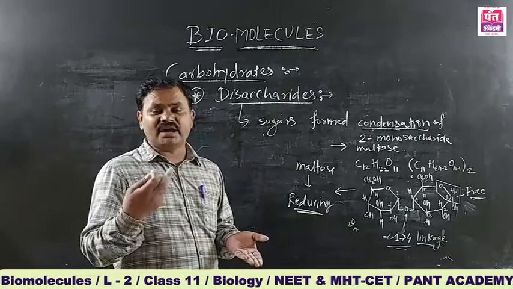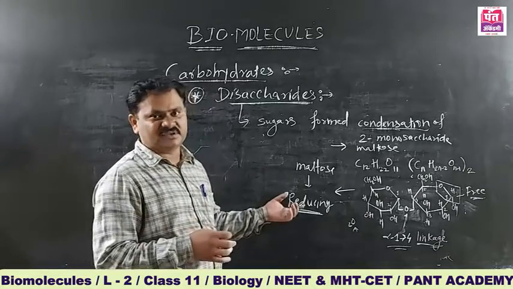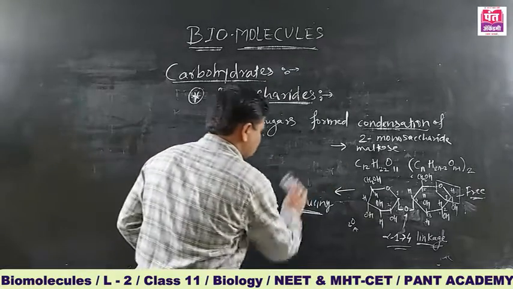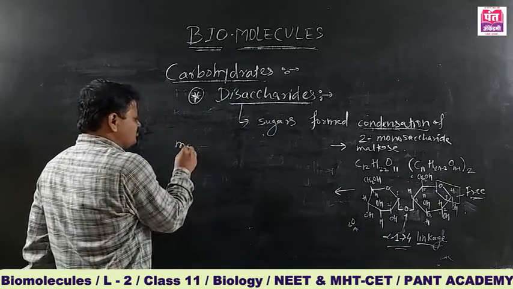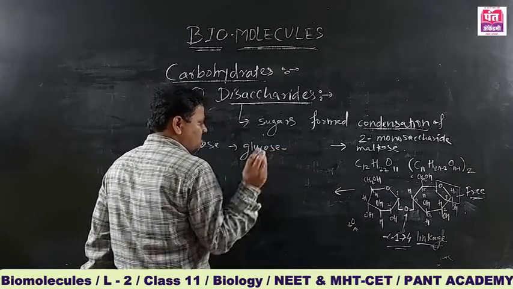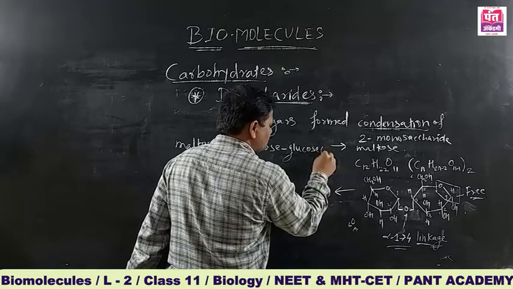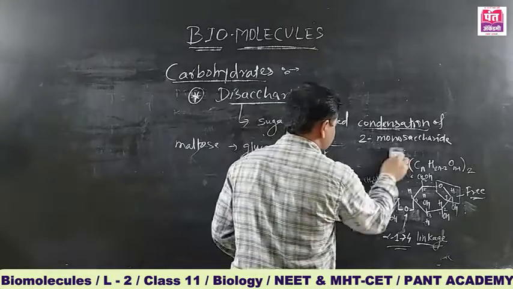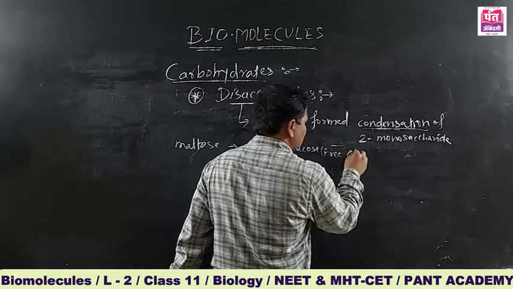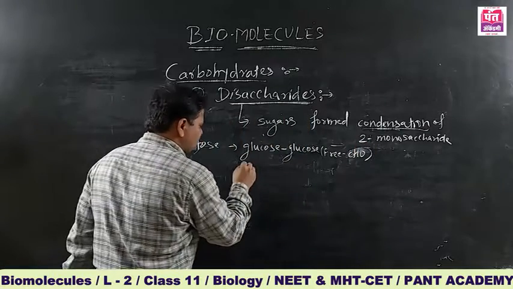it contains galactose and glucose, and the free aldehyde group of glucose is free to react with a reagent, and therefore lactose is also reducing. Maltose is formed of glucose linked to glucose, and therefore there is a free OH group, a free CHO group, and therefore it is also a reducing sugar.